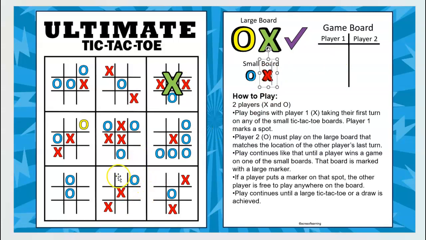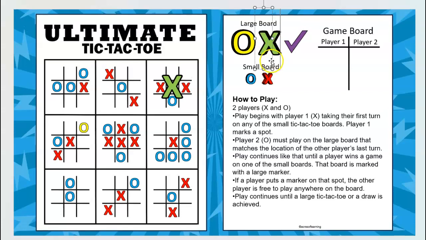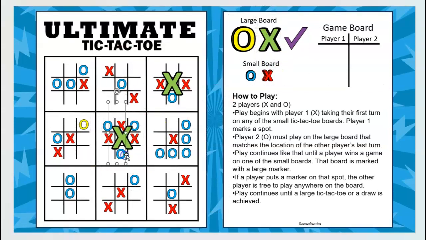And so because the O played here, that means that the X, because they can't play on this board, can play anywhere they want. And so as the play goes on, that's where the challenge comes in, because now the X has made another tic-tac-toe. And so again, the middle board now is off limits. It looks to me like all the middle pieces have been played, so that won't really matter.